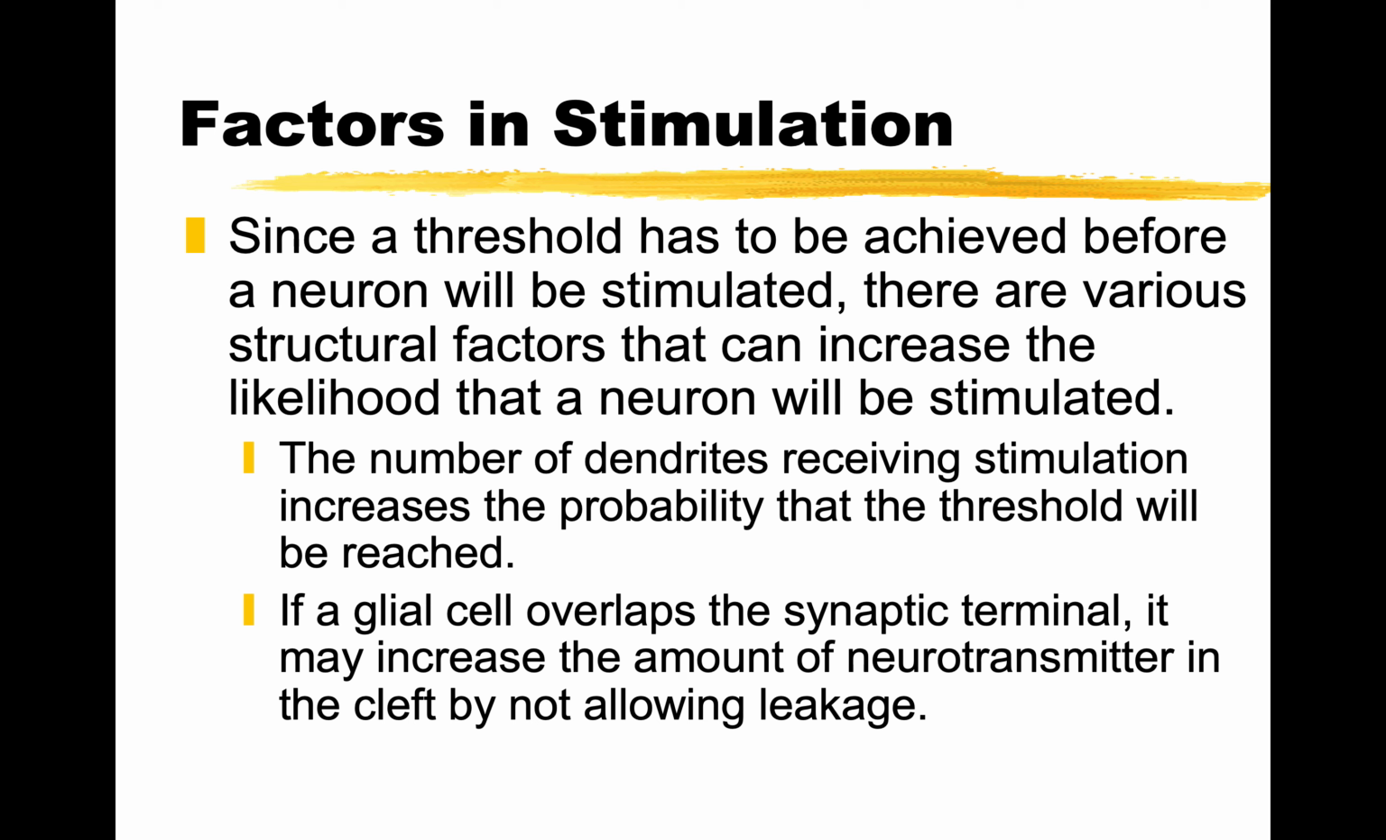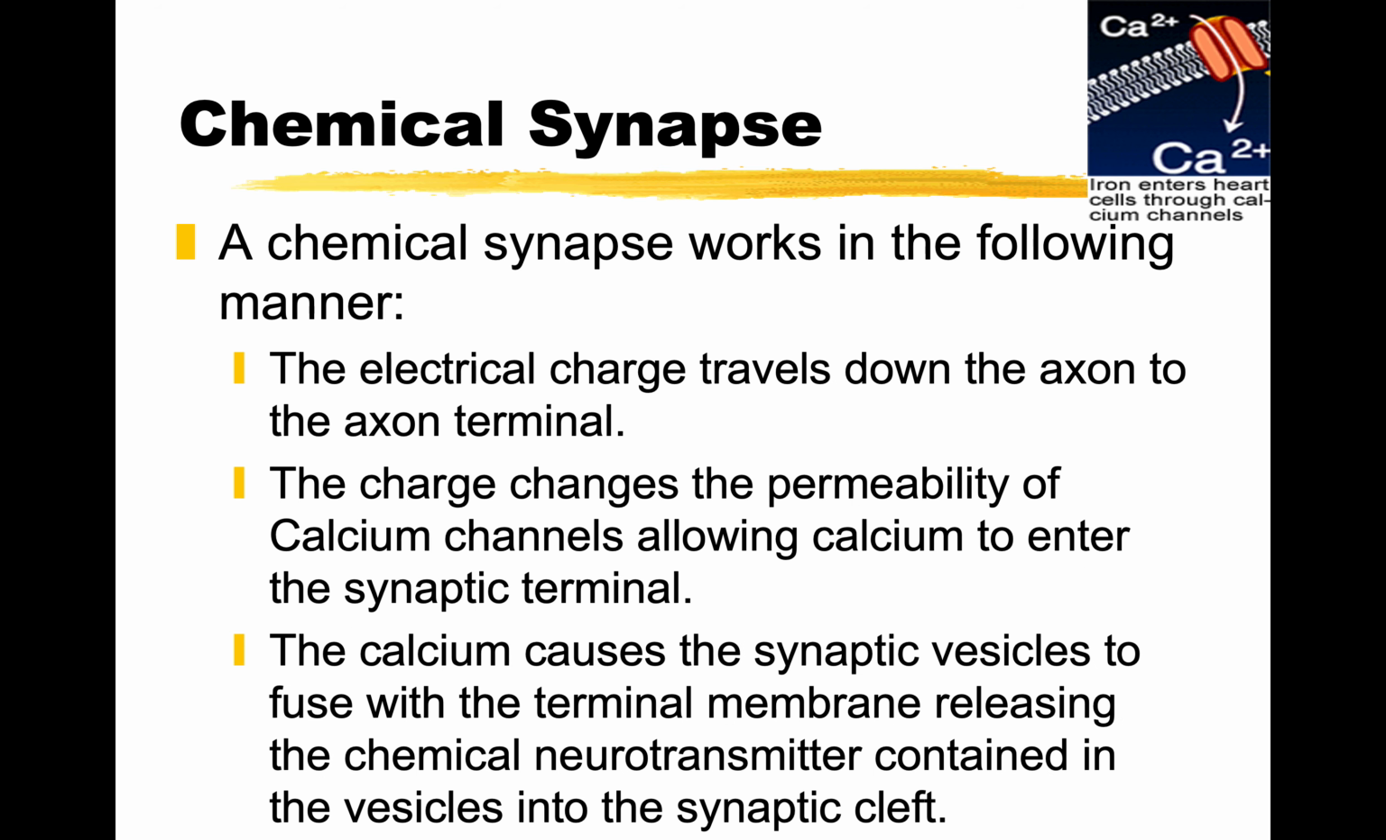Since a threshold has to be achieved before a neuron will be stimulated, there are various structural factors that can increase the likelihood that a neuron will be stimulated. The number of dendrites receiving stimulation increases the probability that the threshold will be reached. If a glial cell overlaps the synaptic terminal, it may increase the amount of neurotransmitter in the cleft by not allowing leakage. A chemical synapse works in the following manner.